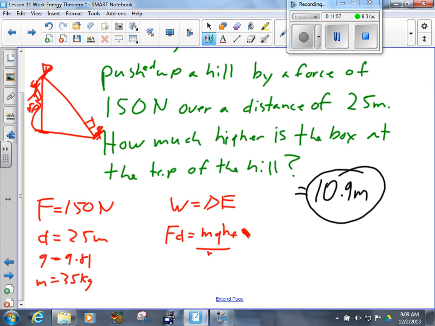Divide each side by mg. Okay, so now we can plug in our numbers here. 150 times 25 over 35 times 9.81. And that should give us 10.9 meters.